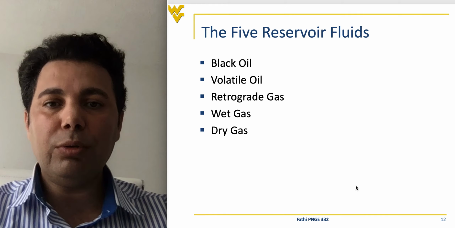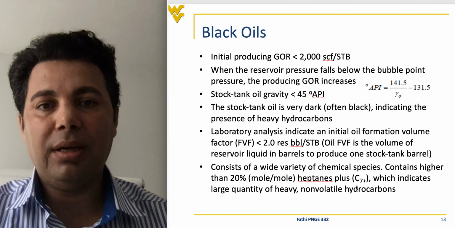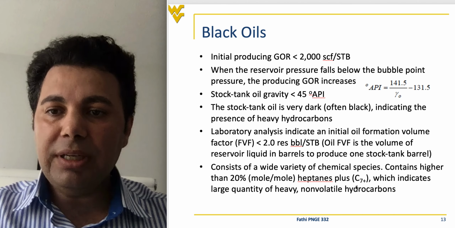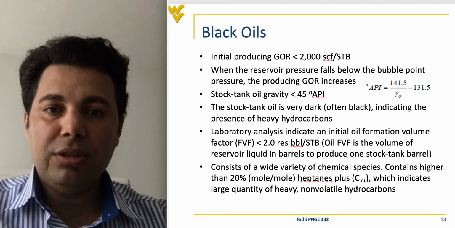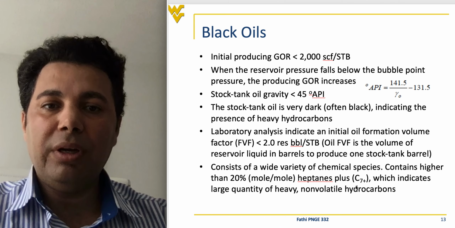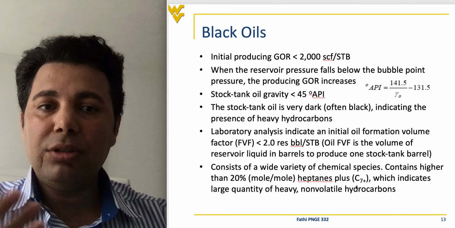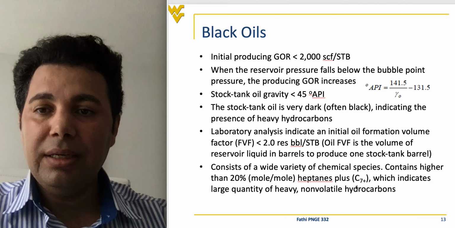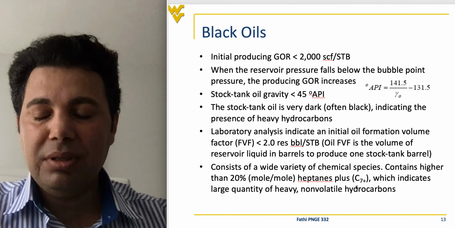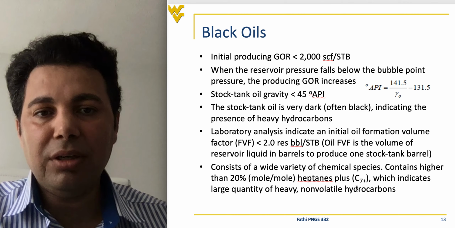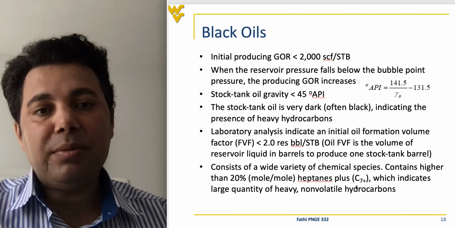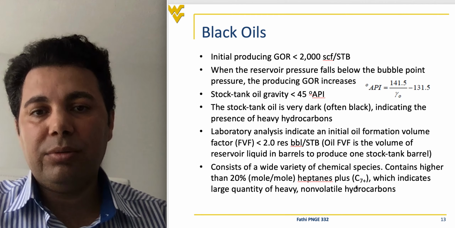Okay. So now we are going to study the behavior of every one of these reservoir fluids. Starting with the black oil reservoir, as I said, the initial gas oil ratio could be a good indication. If I start producing from a reservoir and the amount of gas I'm producing over the amount of oil I'm producing is less than 2,000 standard cubic feet of gas per stock tank barrel of oil, that's most probably a black oil reservoir. Why? Because you don't have that much of light components. Everything is heavy. The amount of gas you're producing compared to the amount of oil is not much. So if the gas oil ratio is less than 2,000, that's basically the black oil reservoir.